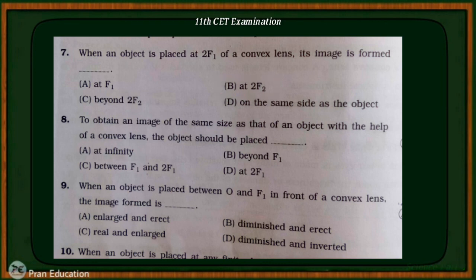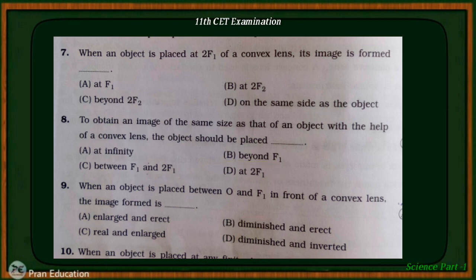8. To obtain an image of the same size as that of an object with the help of a convex lens, the object should be placed dash. Options: A at infinity, B beyond f1, C between f1 and 2f1, and D at 2f1. The correct option is option D, at 2f1.